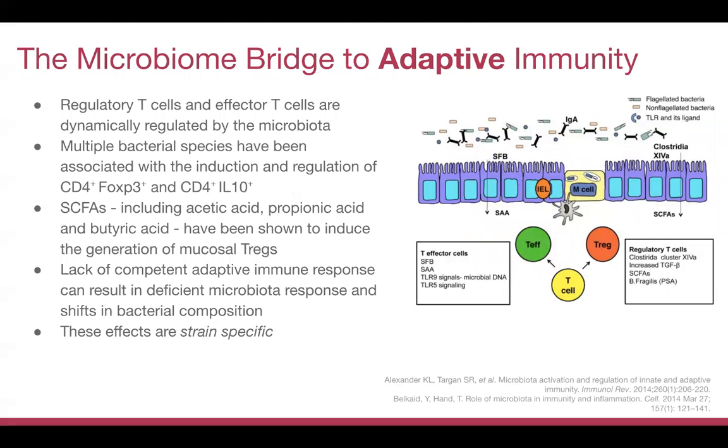So the microbiome and adaptive immunity. Most of this slide is a review of things we've already discussed in this section. I really like this visual. I think it's very helpful in cementing some of these concepts and the way that our immune system interacts with our microbiota. So many bacterial species can induce and regulate regulatory cells like CD4, FOXP3, interleukin 10, et cetera, in our intestines. And the microbial metabolites like short-chain fatty acids have been shown to induce generation of mucosal Tregs.